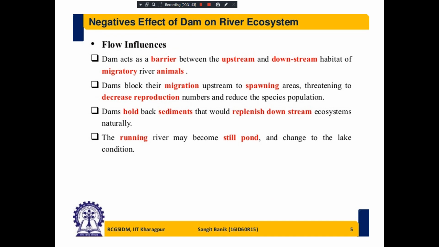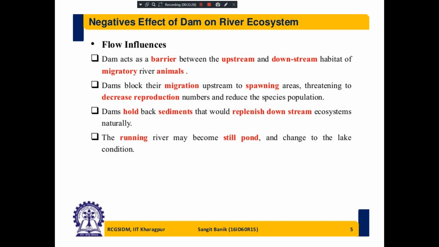Now there are many positive effects. I am not ignoring the positive effects, because we need energy. Hydroelectric power is the cheapest energy that is available to us, or it can be irrigation. A lot of barren lands were brought under irrigation, and a lot of area was made available for fish culture and various other means. But there are many negative impacts also, especially on the ecosystem. The dam acts as a barrier between upstream and downstream habitat.